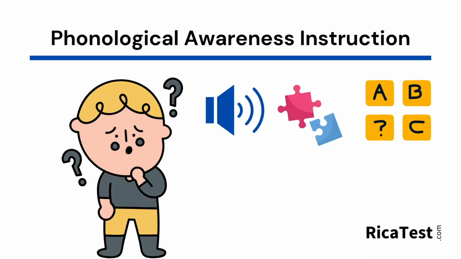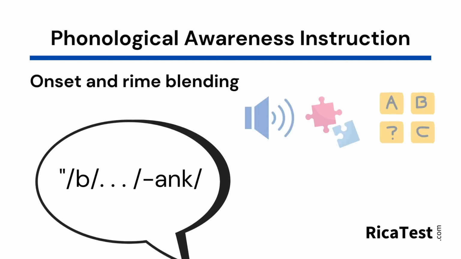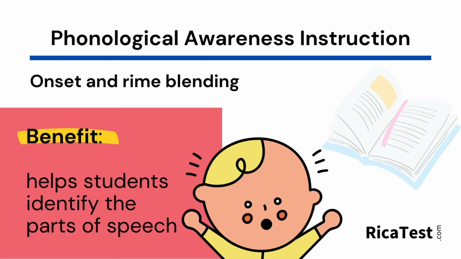Now, in this example, this student is struggling to identify the sounds, syllables, and words in speech. When a student is struggling to identify the sounds, syllables, and words in speech, a teacher uses onset and rime blending. The teacher says the onset, for example, "buh," and the rime, "ank." And the student is tasked to say the word they make, which is "bank." Onset and rime blending help students identify the parts of speech.